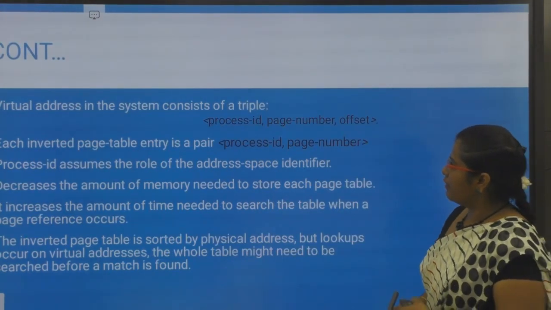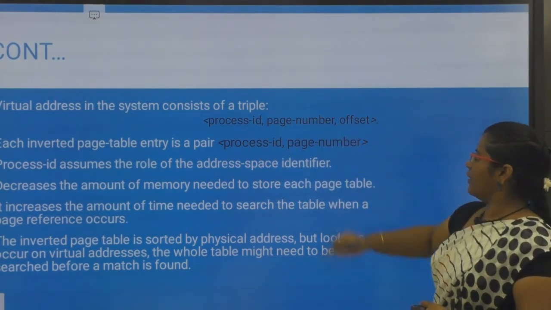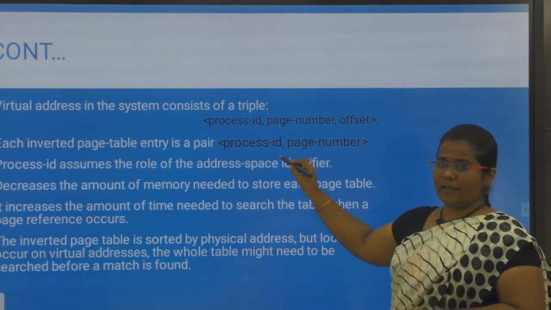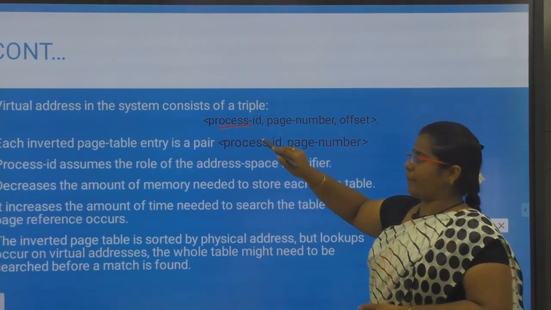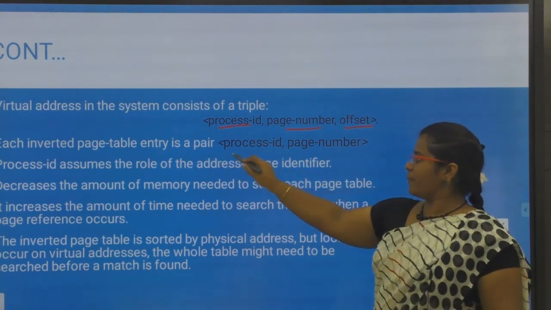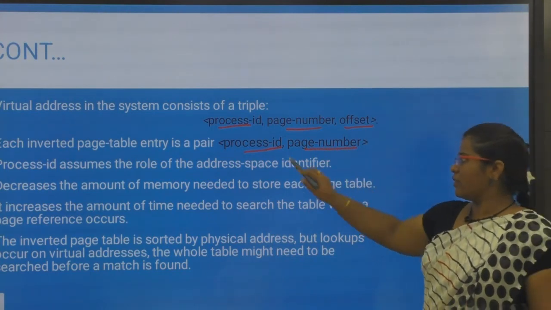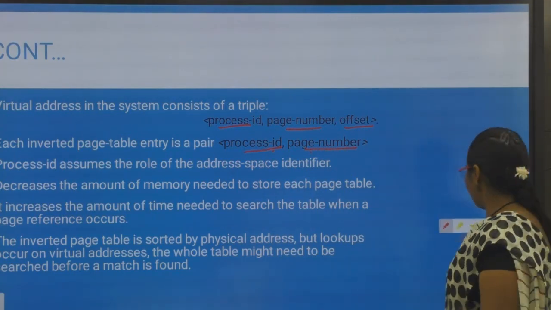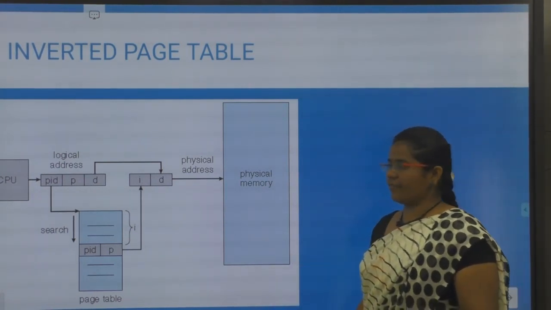Now your virtual address will contain the process ID, page number and then the offset. In order to refer to your inverted page table, your CPU will generate the logical address as three tuples: process ID, page number and offset. For your inverted page table, you will have process ID and page number as your page table entries. With this process ID and page number, I can find a particular page in the inverted page table. This is the diagram for your inverted page table.